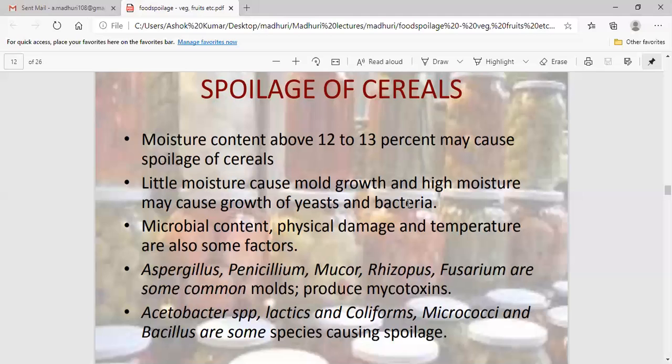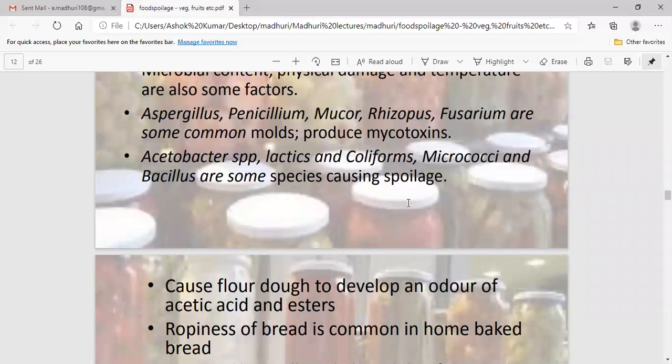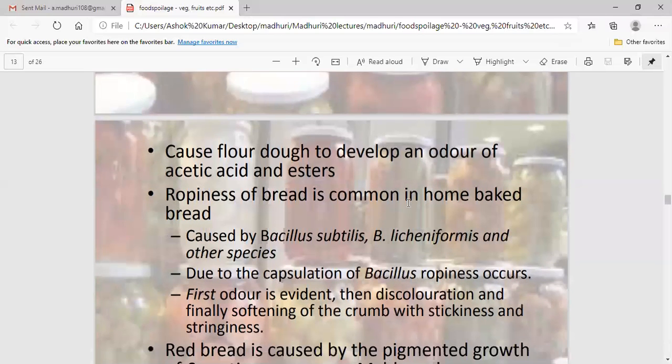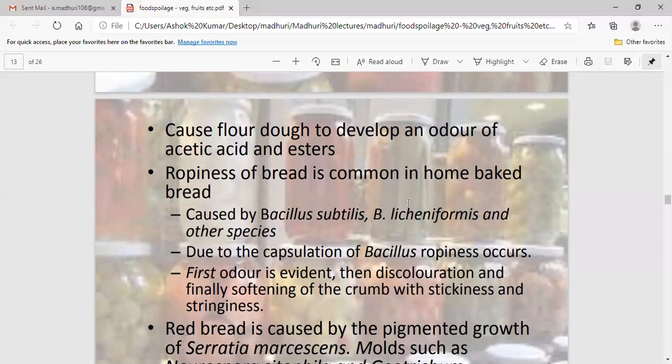Next are Acetobacter species, Lactis and coliforms, Micrococcus and Bacillus, which are some species causing spoilage. In the case of flour dough, acetic acid and ester odor can be developed, and we can see ropiness of bread in home baked bread, which is caused by Bacillus subtilis, Bacillus licheniformis, and other species. Due to capsulation of Bacillus, ropiness occurs.